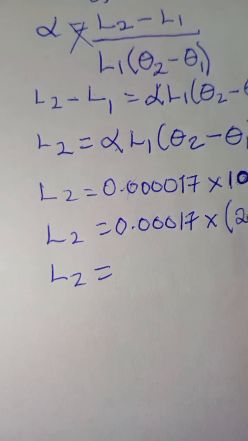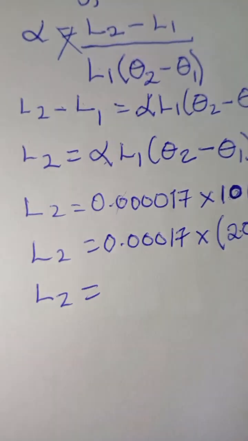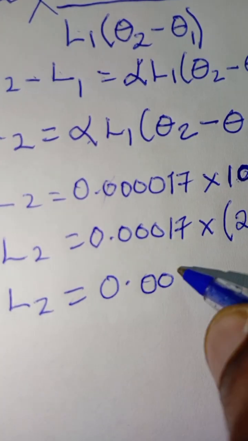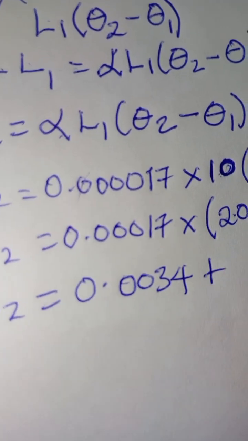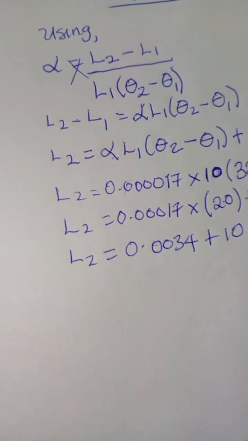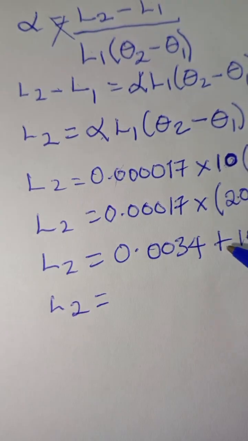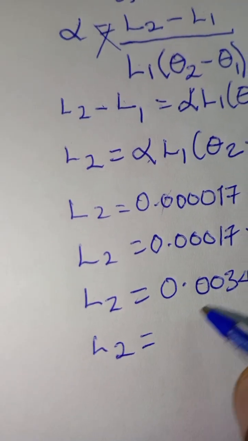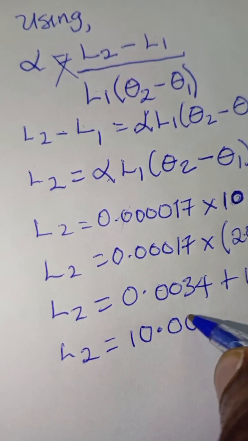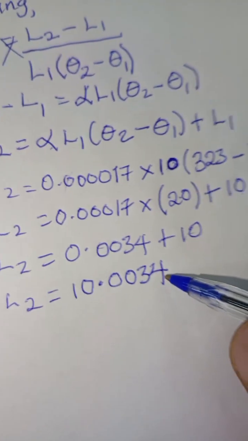Alright, so if 20 is multiplying 0.00017, we are going to get 0.0034, plus this 10 that is here. So doing that, L2 will be equal to, when you add this and this, 10.0034.